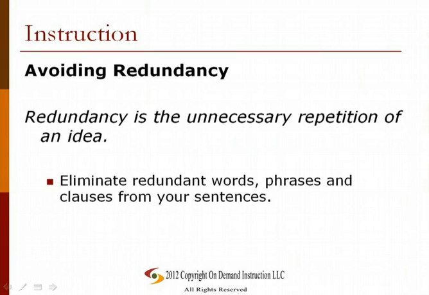Redundancy is the unnecessary repetition of an idea. Eliminate redundant words, phrases, and clauses from your sentences.